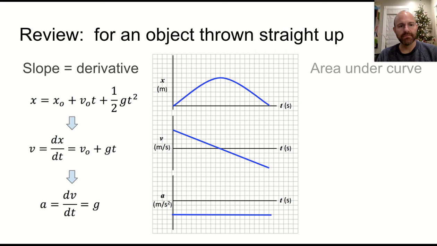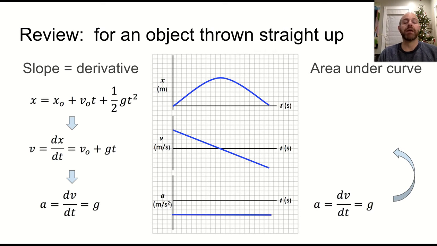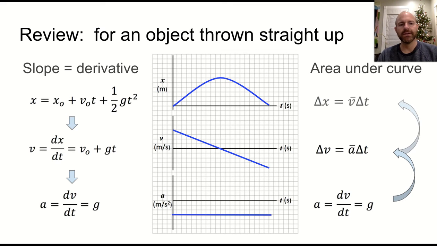On the other side, we could do the area under the curve. You start with the area: the acceleration is dv/dt. But then if you go from that, you can find a change in velocity by talking about the average acceleration times delta t, and similarly to find the delta x.